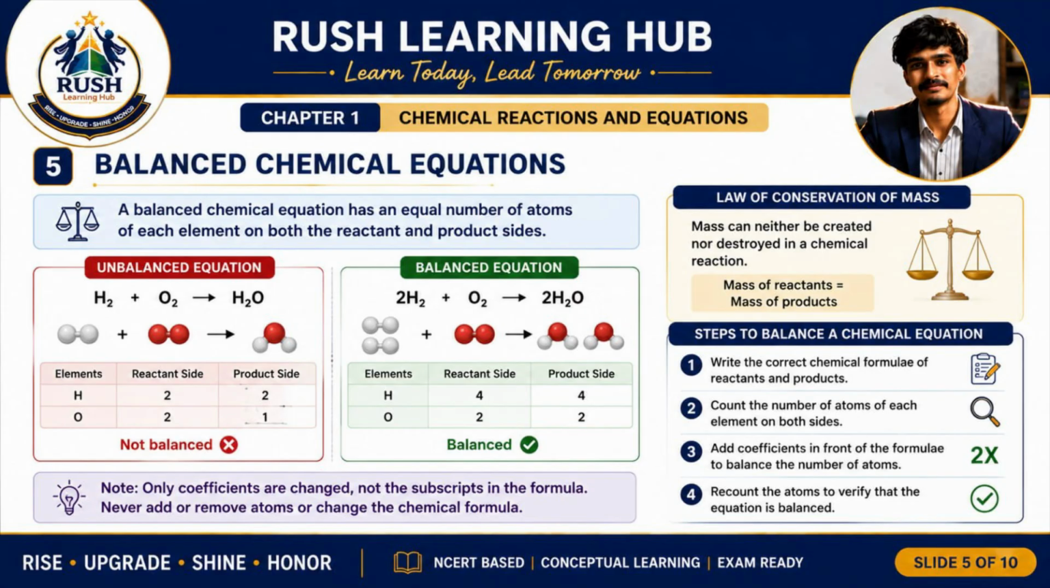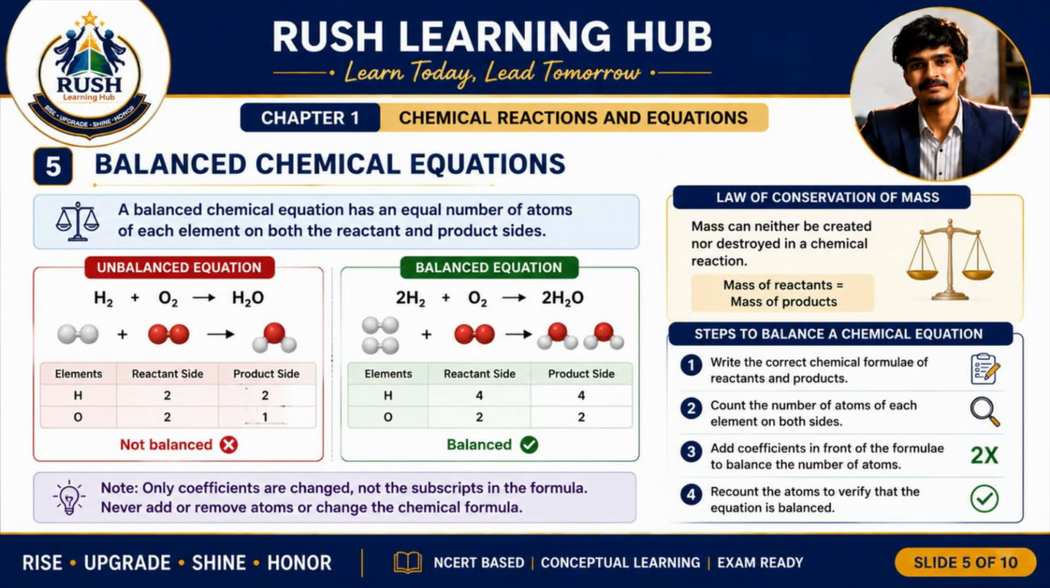A balanced chemical equation contains an equal number of atoms of each element on both the reactant side and the product side. Balancing is necessary because of the law of conservation of mass. According to this law, mass can neither be created nor destroyed during a chemical reaction. Therefore, the total mass of reactants must always be equal to the total mass of products.